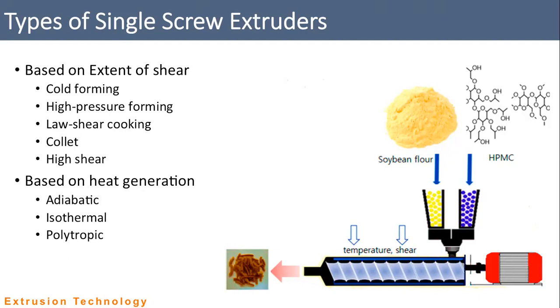isothermal, and polytropic extruders. If I ask you what a collet extruder is, you know it is a type of single screw extruder, right? Based on that, we can categorize it under the shear-based one. Temperature is not considered here, there shear is there, right?